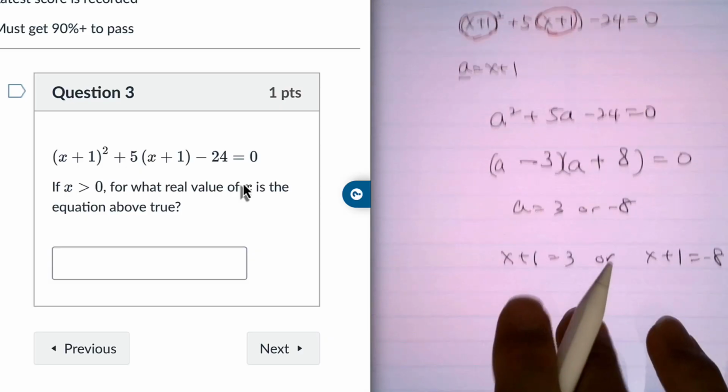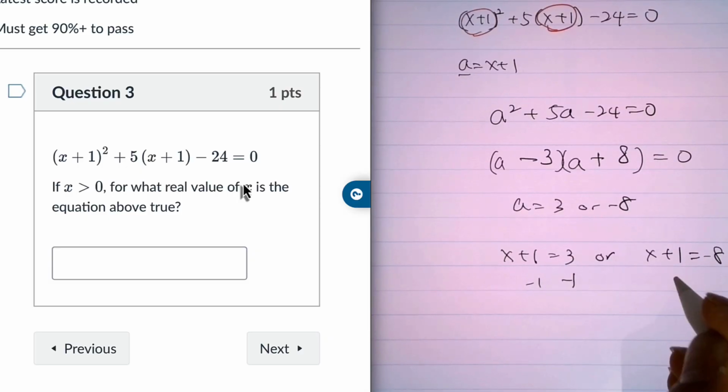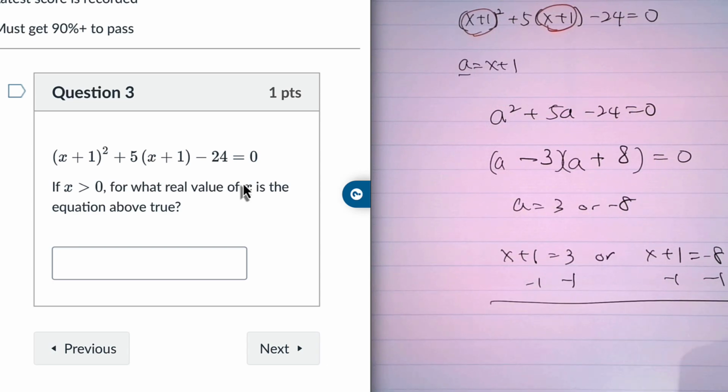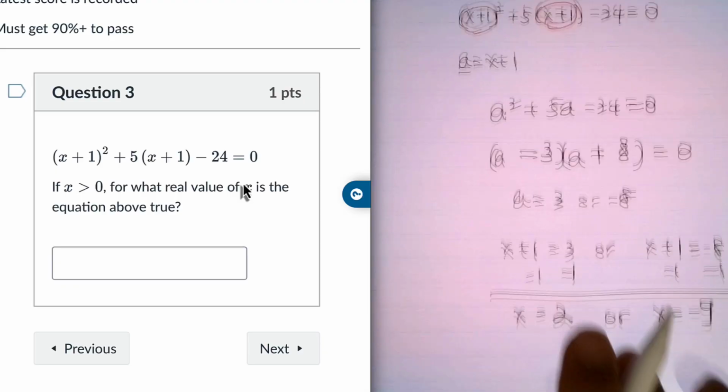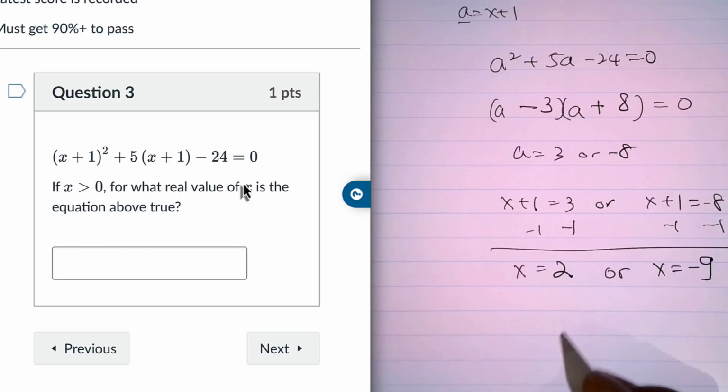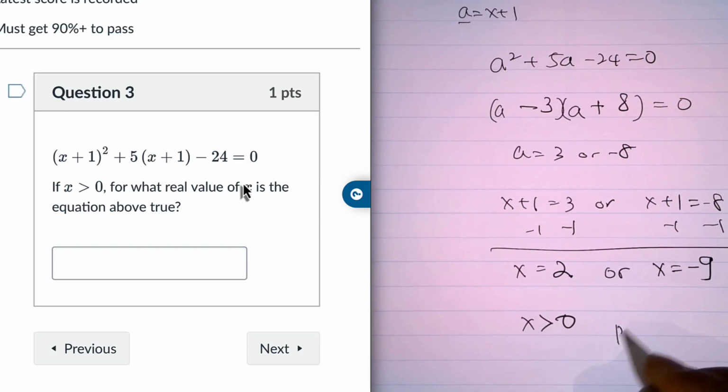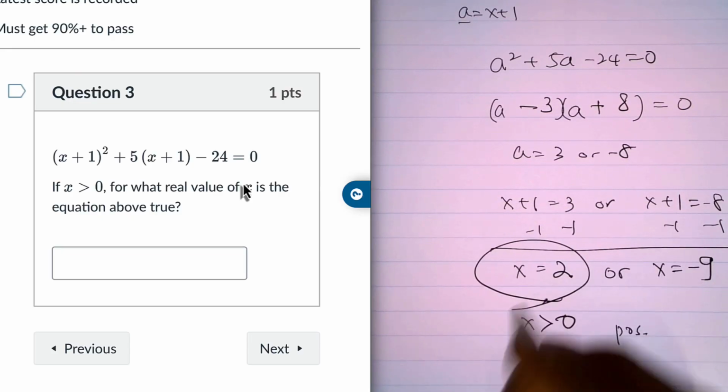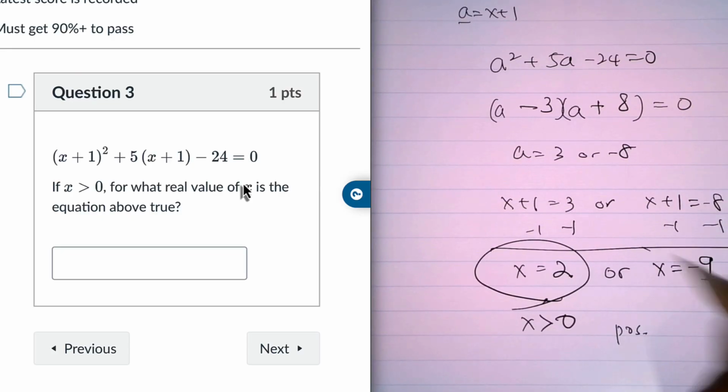All right, last step. Let's subtract 1 on both sides here. Subtract 1 on both sides. x can equal 2 or x can equal minus 9. Here's the tricky part. We got two answers. Can I choose any random answer? No, it says x has to be greater than 0. So we're talking about positive values. You have to go with 2. Okay, negative doesn't work.